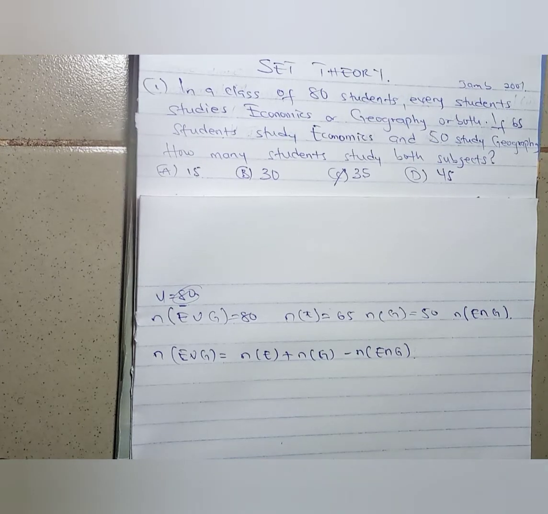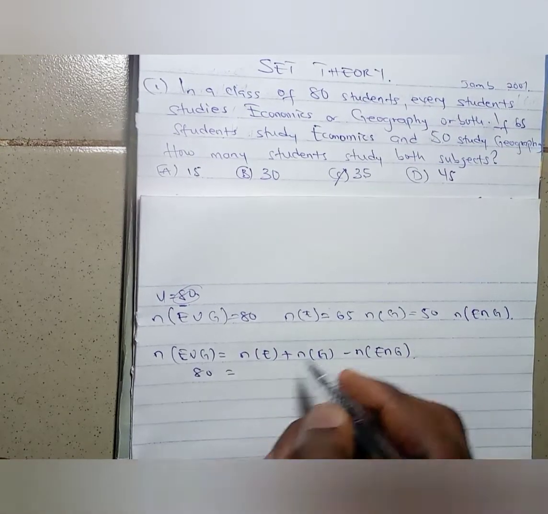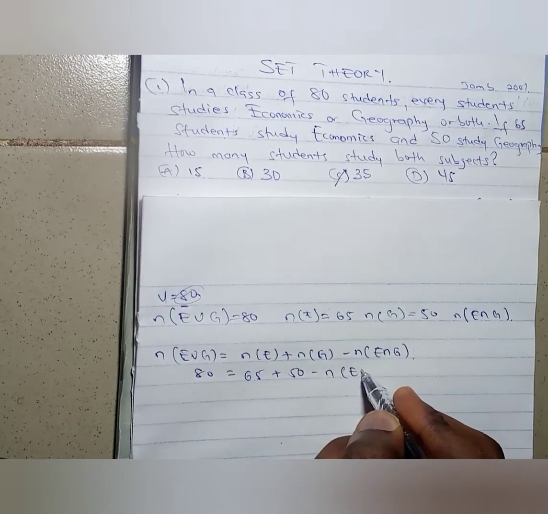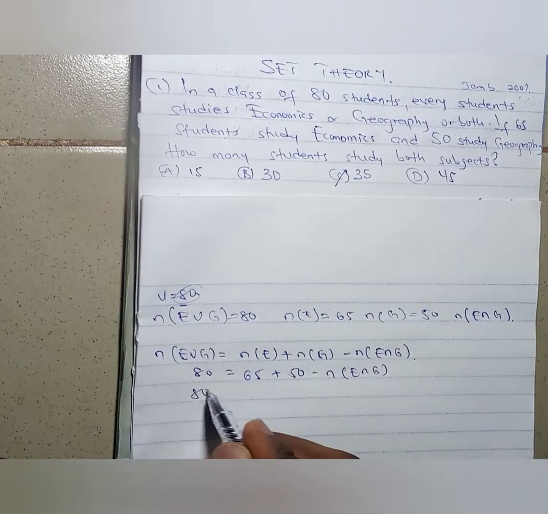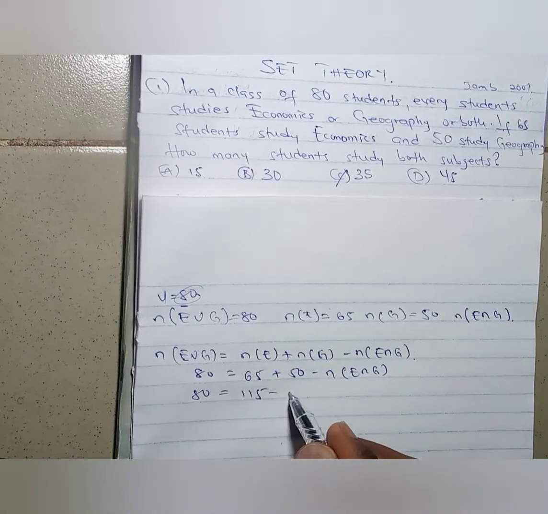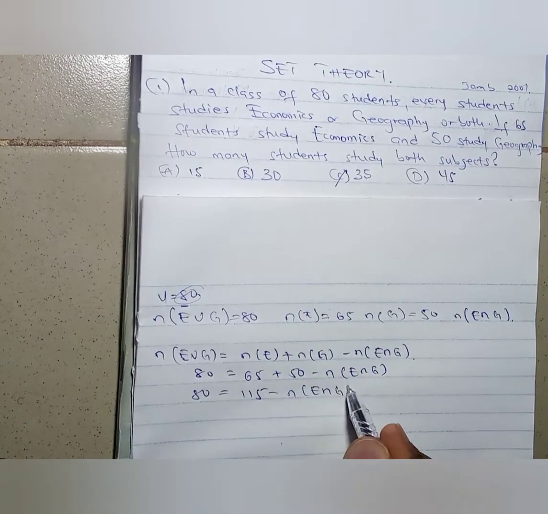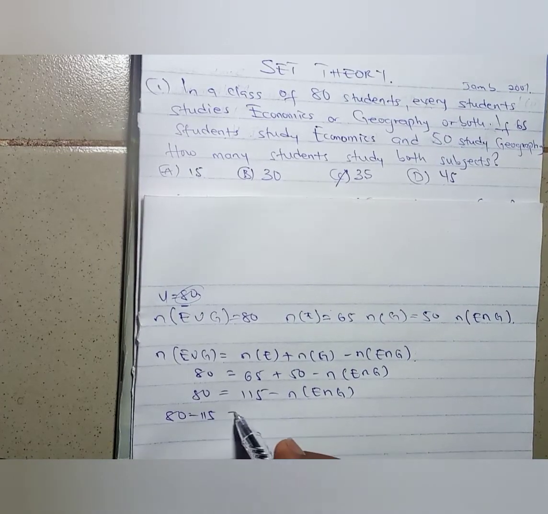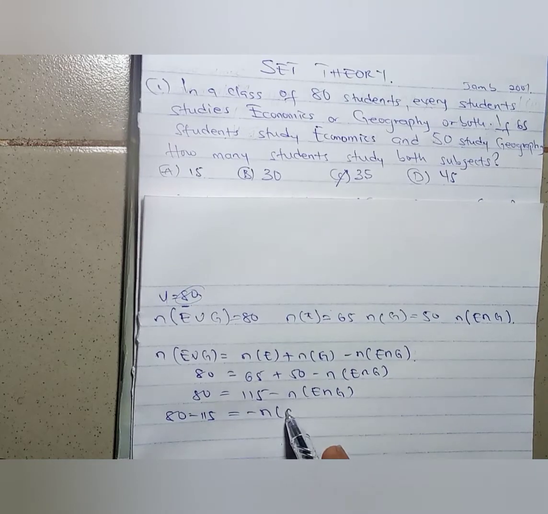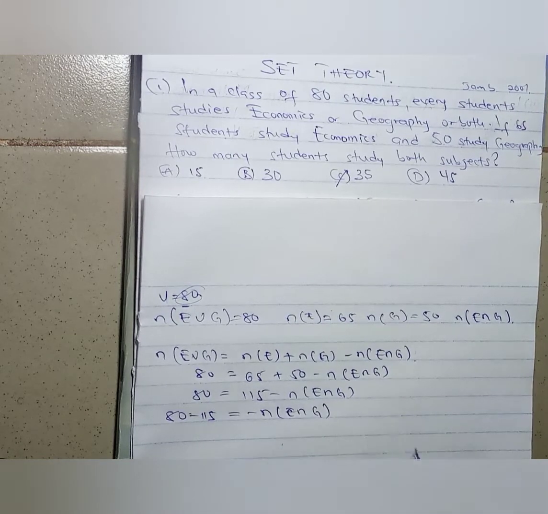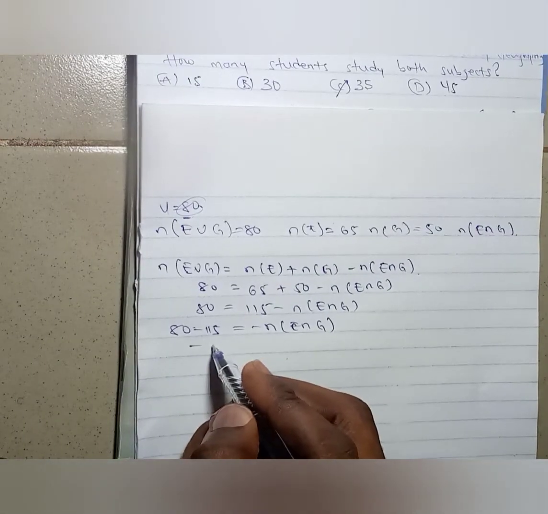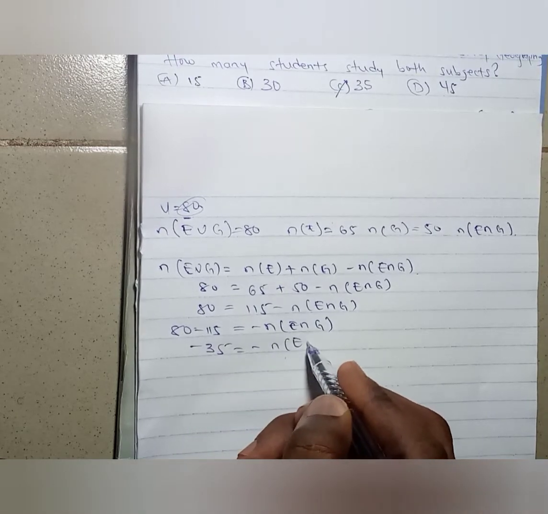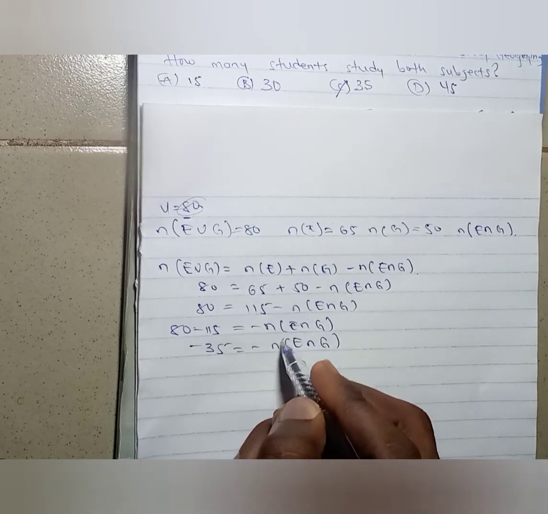Very quick and very fast. So 80 is equal to 65 plus 50 minus the intersection of economics and geography. So 80 is equal to 115 minus the intersection between economics and geography. So crossing the 115, the sign changes to negative. So this gives us negative 35, and it's equal to negative n, the intersection between economics and geography.